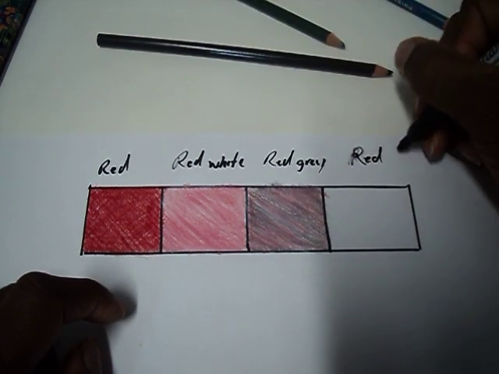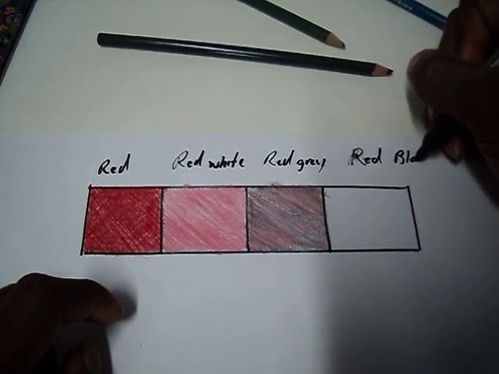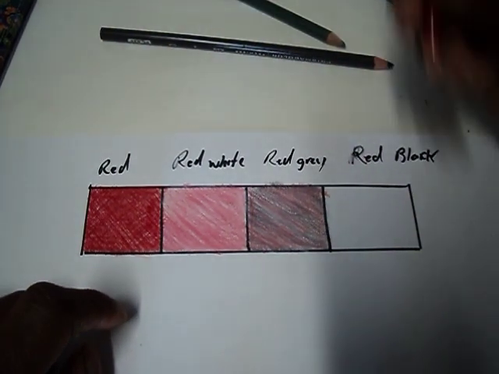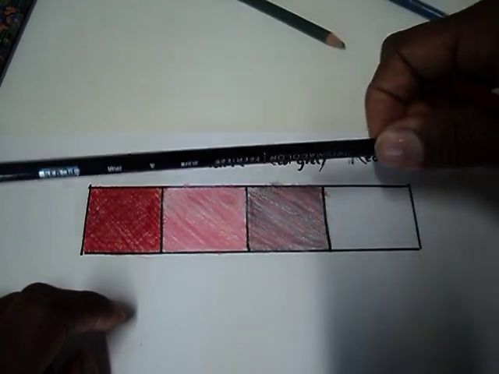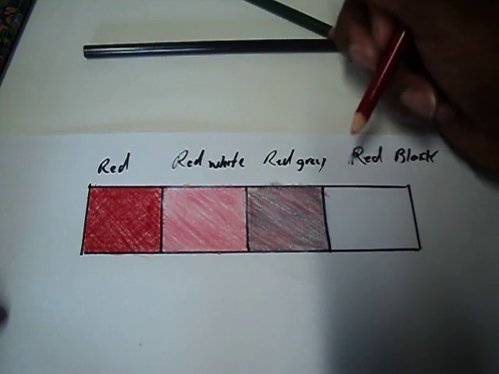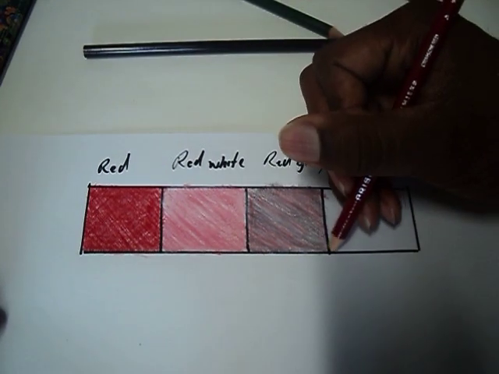Red and black. Can't spell today. Alright, so this one's real simple. It's just red, put black on top of it. We want it to be a dark red. We're affecting the value and we're trying to make it really dark.